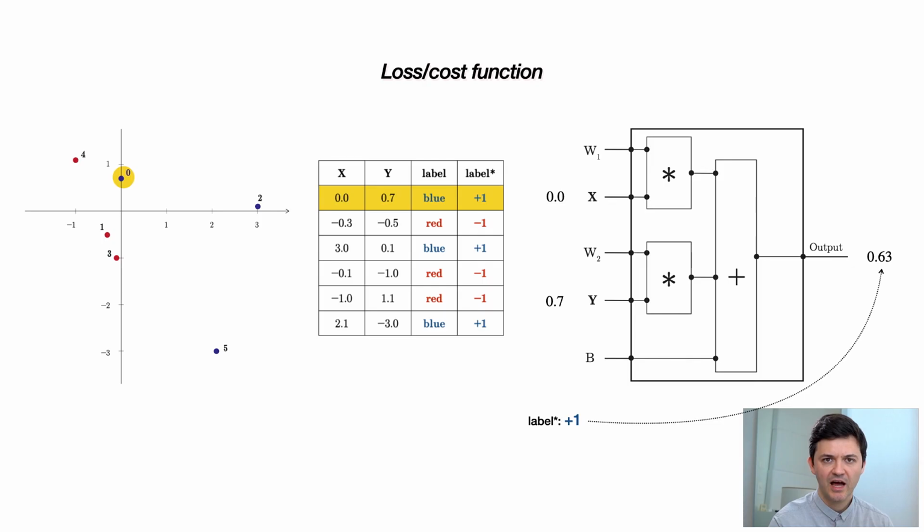And how can we then address the mismatch between what we have and what we want? We can, for example, subtract the output of the network from the label. So what we get is 1 minus 0.63, which is 0.37. 0.37 shows a mismatch between what we want to have and what we have. And in machine learning, we call this value a loss or a cost for our chosen data point.